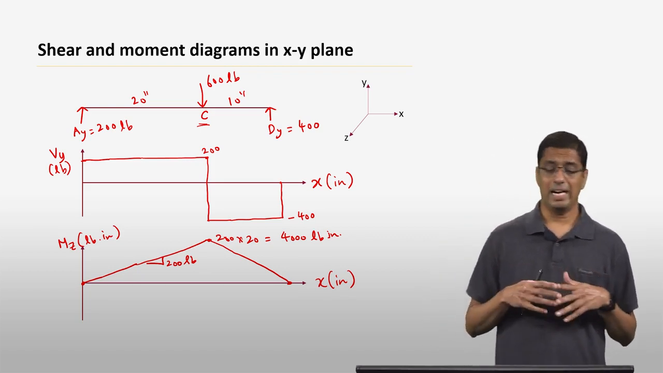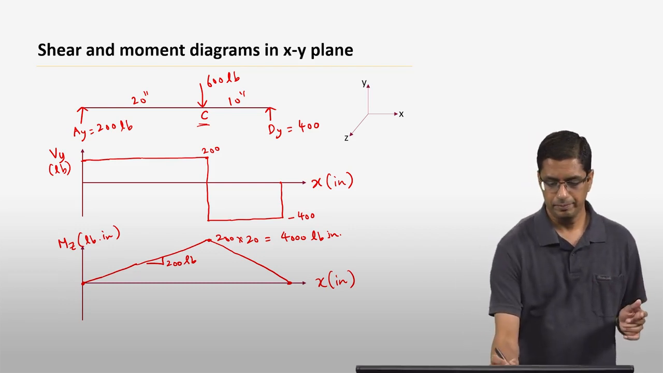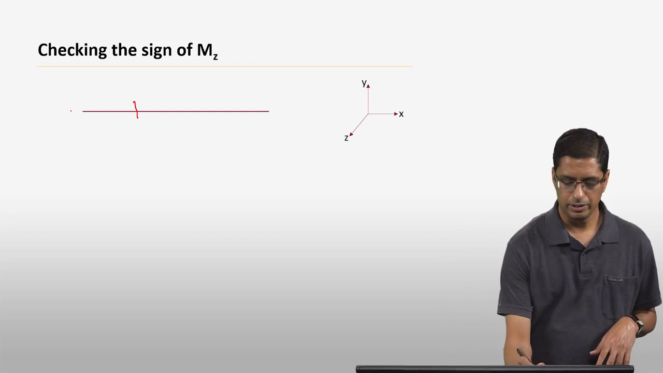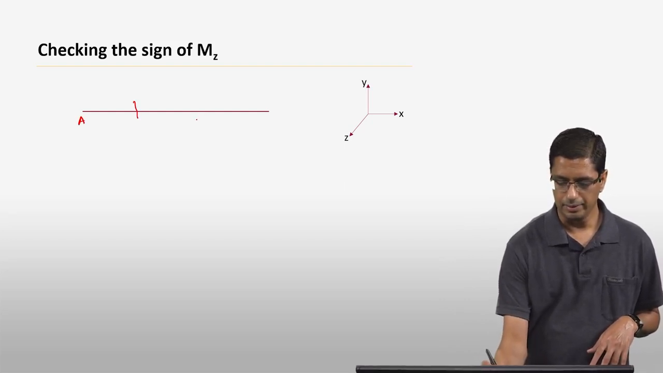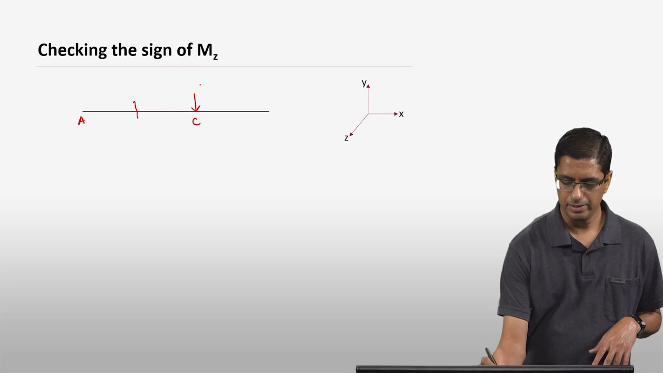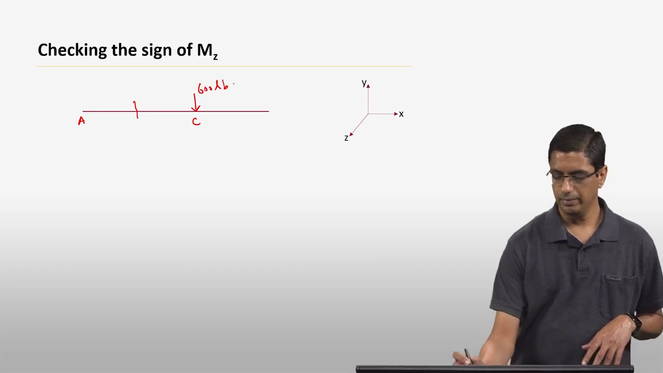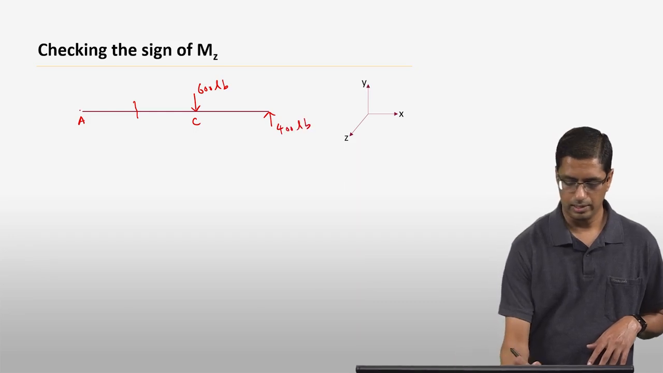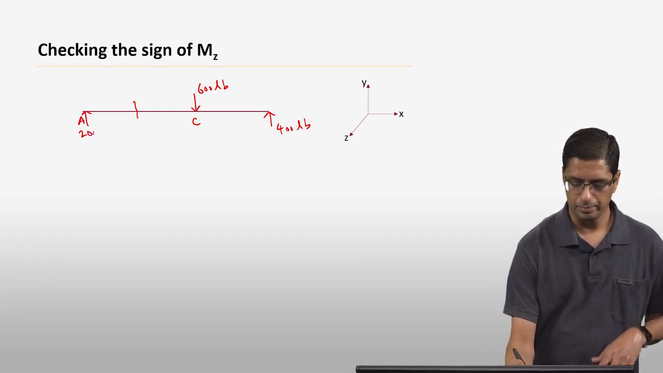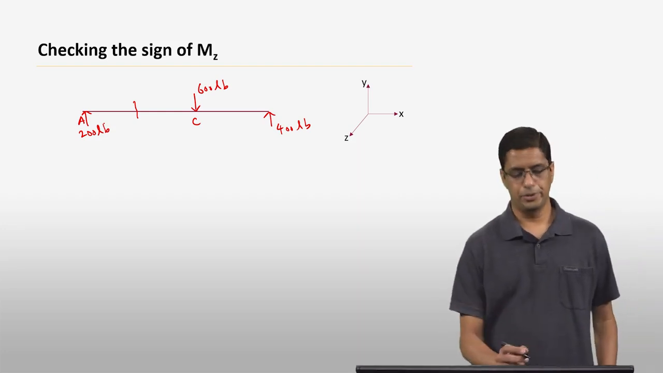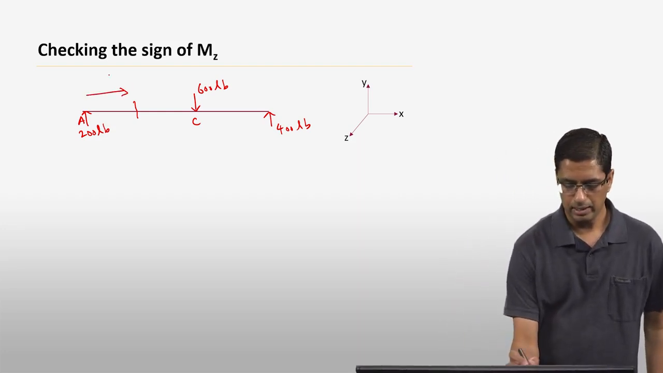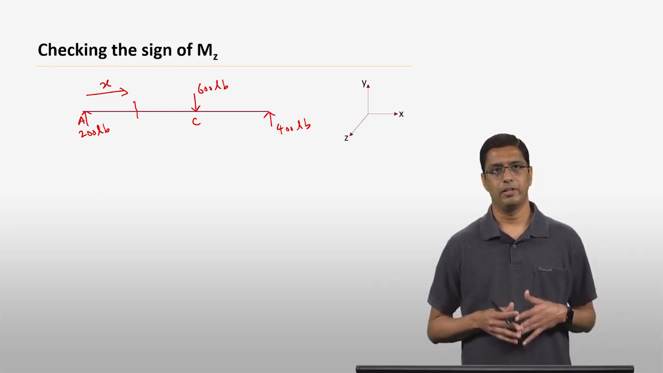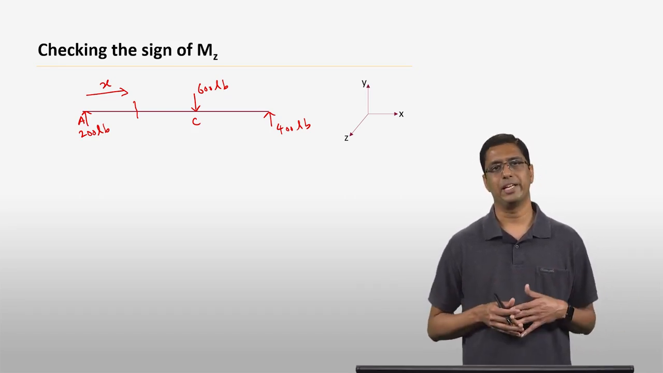So I'm going to choose some arbitrary point. Let me go to the next slide. This is point A, and this is point C. This is where you have the 600 pound force, this is where you have the 400 pound force, and this is where you have the 200 pound force. I'm going to choose some point a distance x from point A, and draw the free body diagram for that segment. In this case, I'm going to choose the left segment.